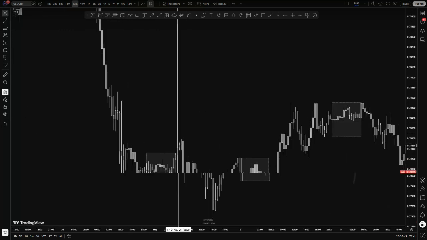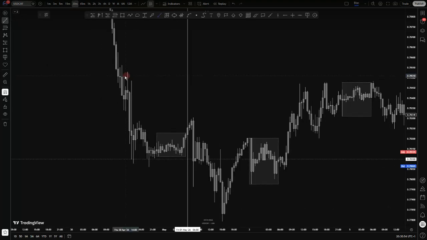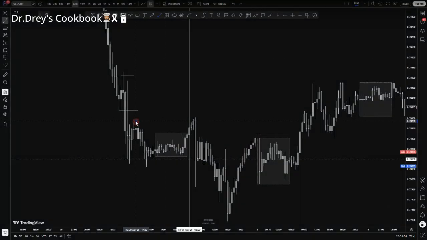On M30, you could see a lot of things happening here, like liquidity being swept here, structure being broken here. And this would be our liquidity. This is what we'll be looking at as possible liquidity.